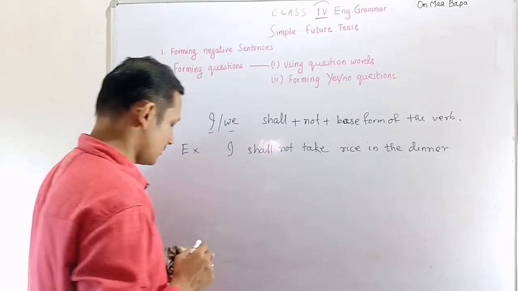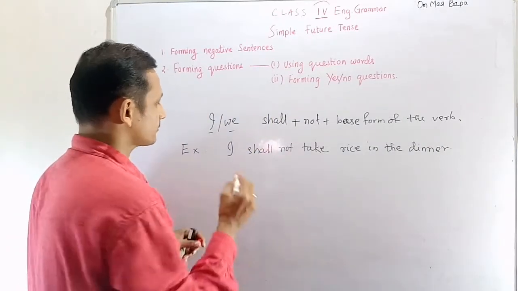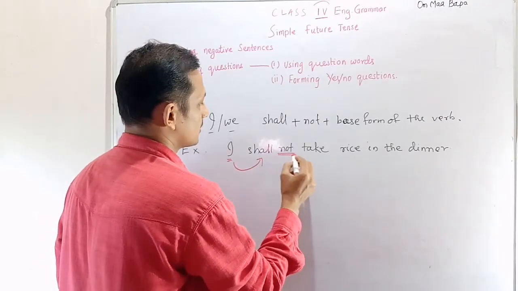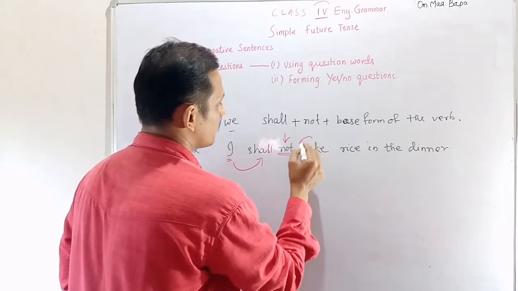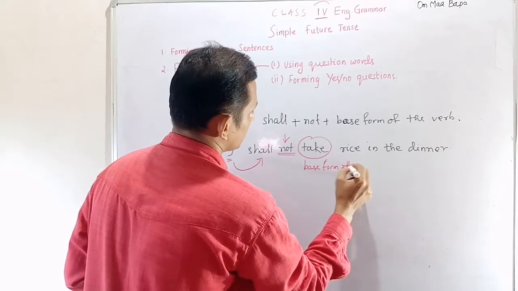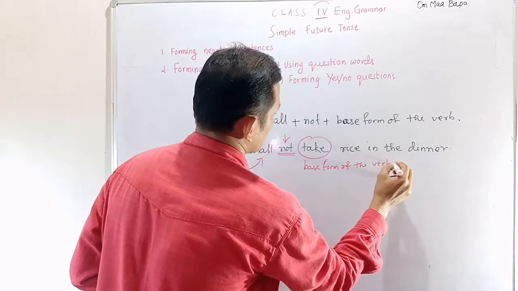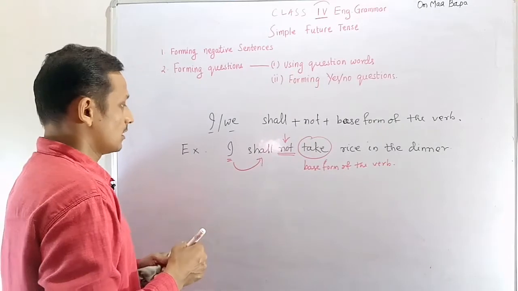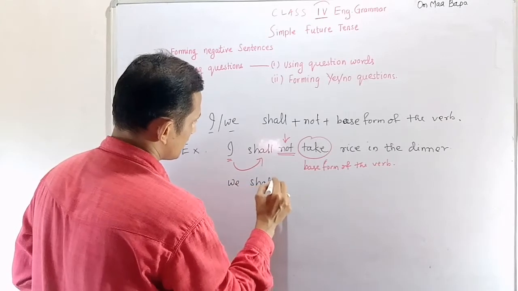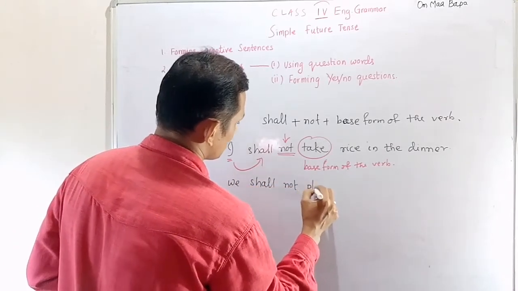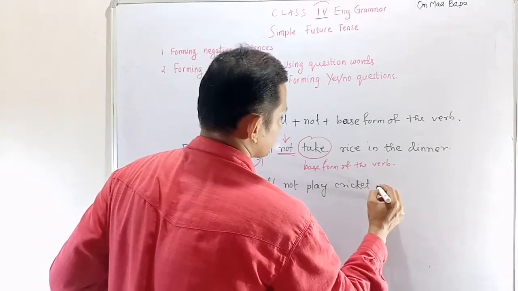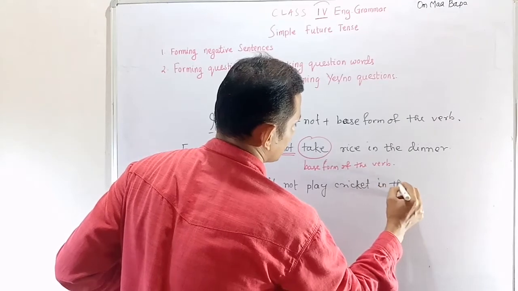Okay children, you can see I is here, so I use shall, then the negative, that is not, then the base form of the verb, and then the rest of the sentence. Now, we shall not play cricket in the field.